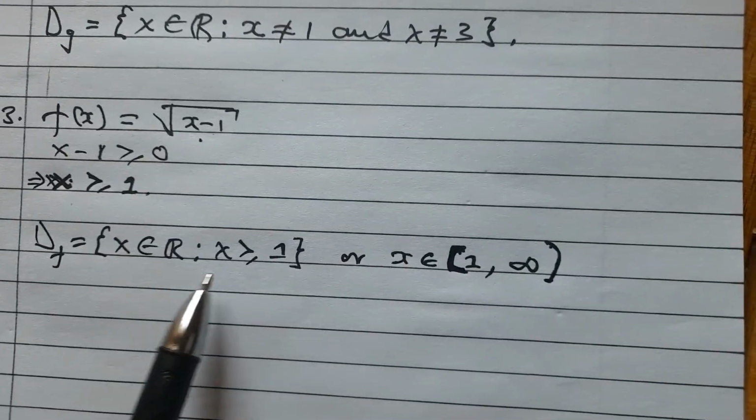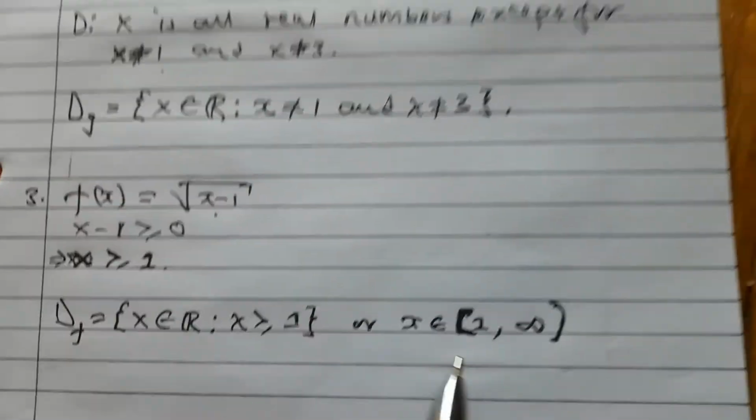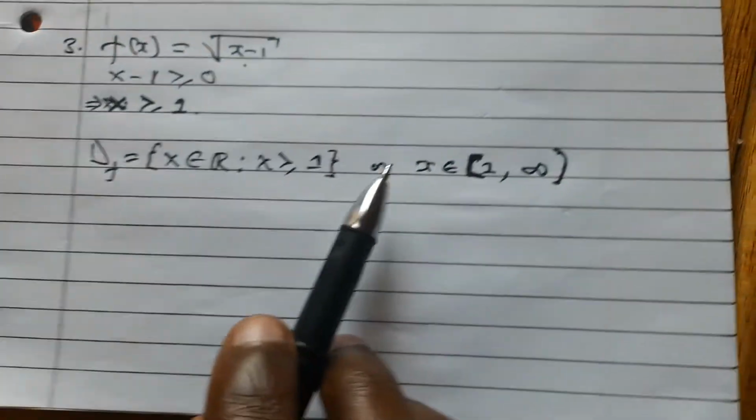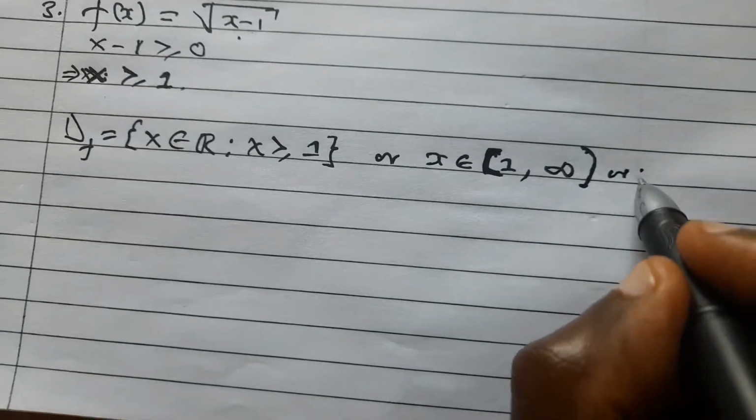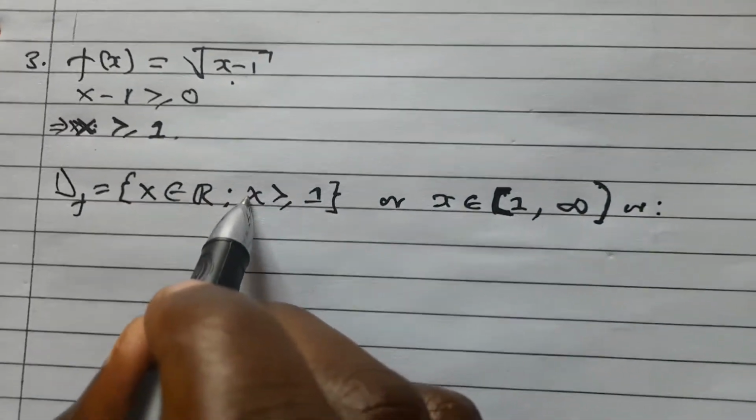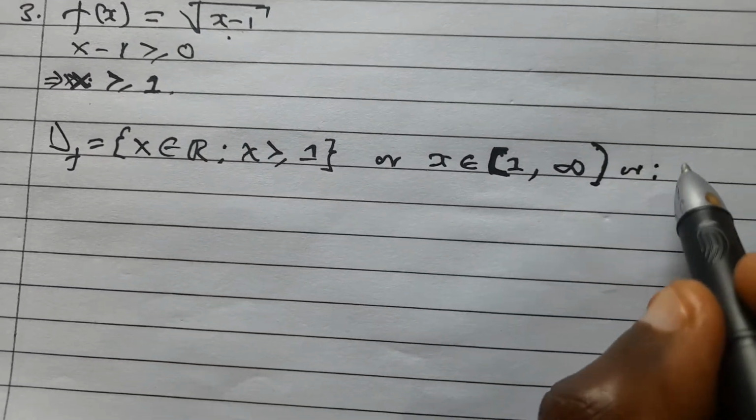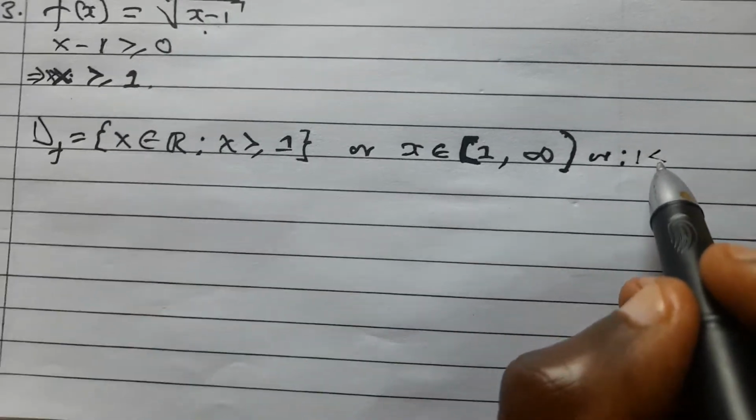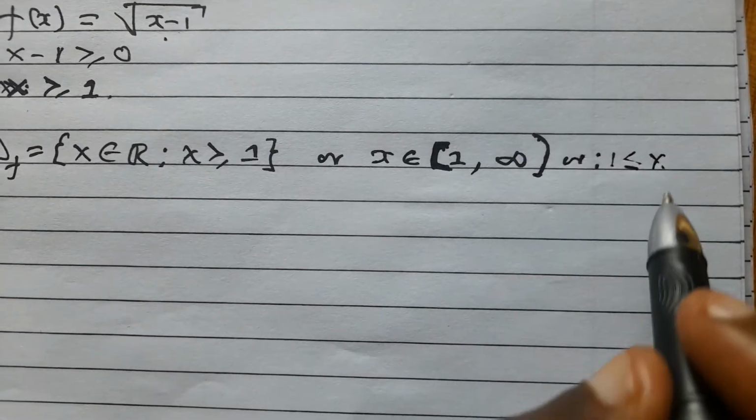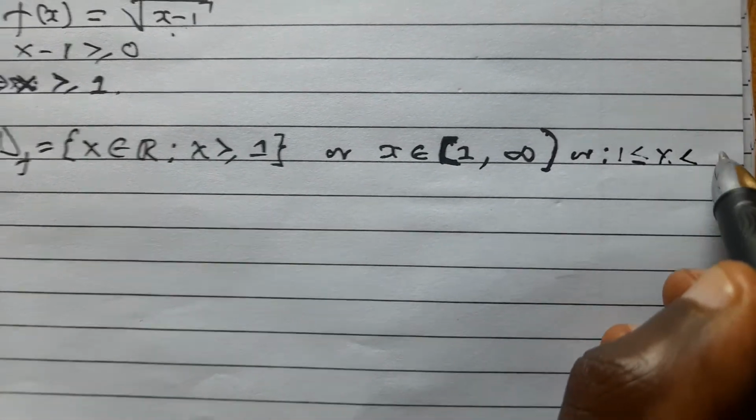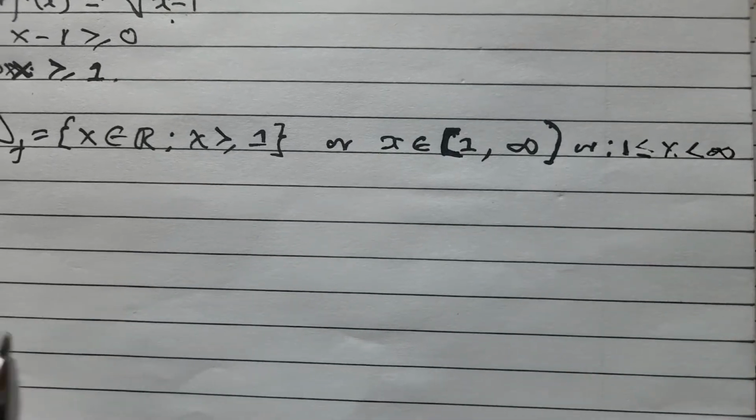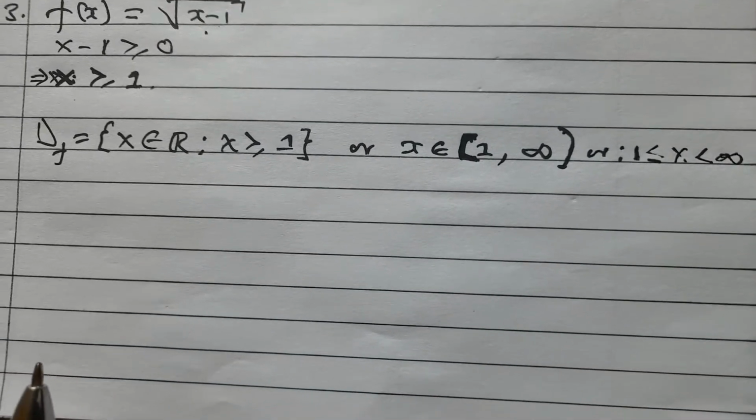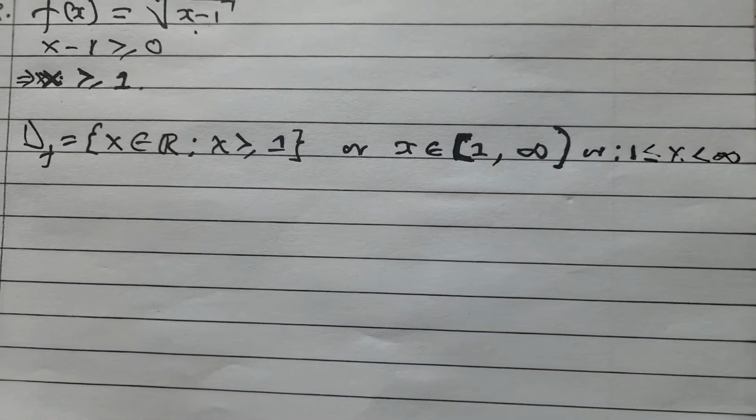So instead of writing this here, we can replace it with this, or we can even write in this range such that 1 is less than or equal to x and x is less than infinity. All these mean the same thing. And what about the range? What about the range of this function?